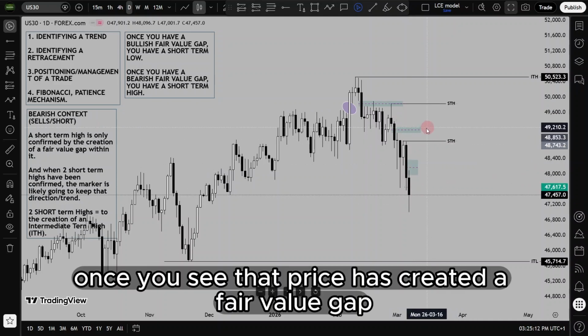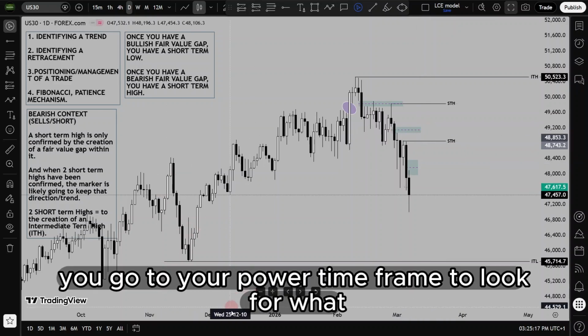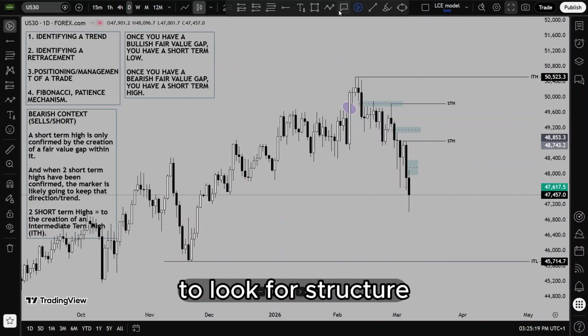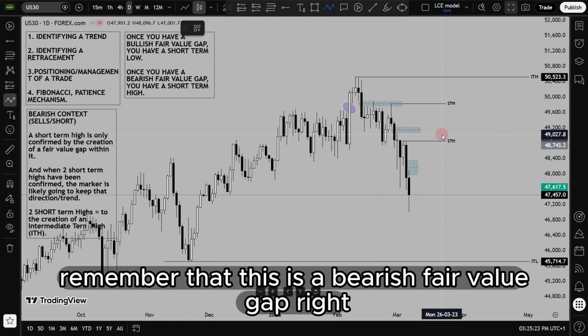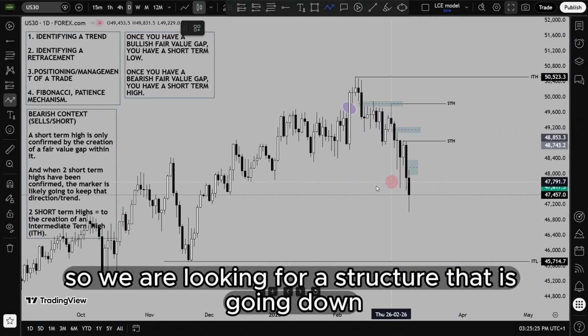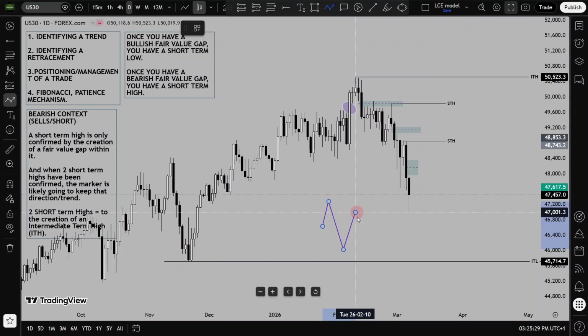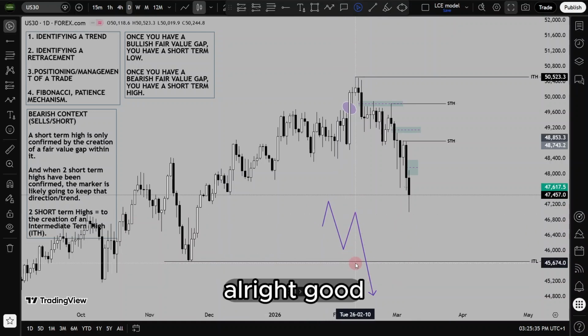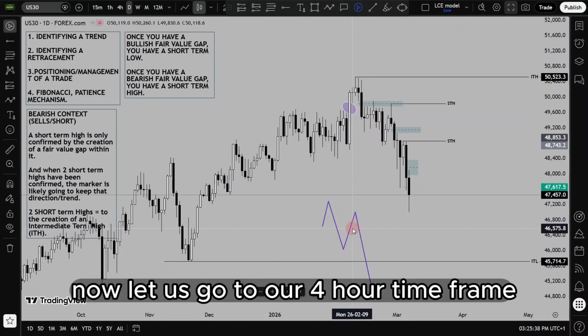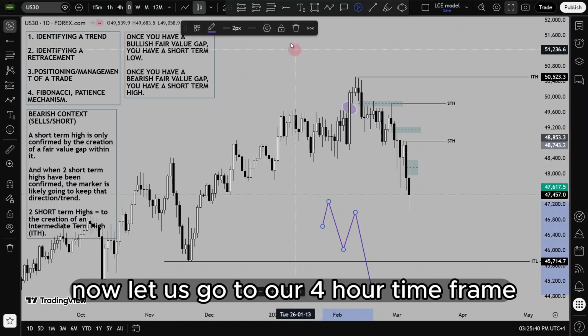Now, once you see that price has created a fair value gap, what do you do? You go to your 4 hour time frame to look for structure. What should that structure look like? Remember that this is a bearish fair value gap, right? So we are looking for a structure that is going down. Something that basically looks like this. Now let us go to our 4 hour time frame.